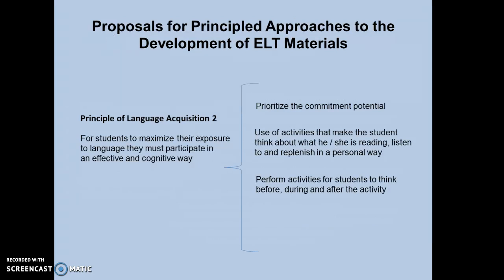Principle of language acquisition 2. For students to have maximum exposure to language, they must participate in an affective and cognitive way. This aspect is very necessary. The student is exposed to the use of the language because it is necessary for three aspects: priority, committed potential. Use activities that make the students think about what they are reading and listening to in a personal way.